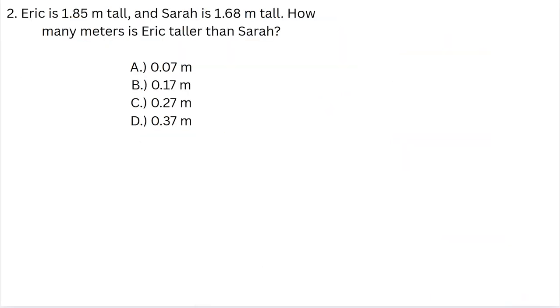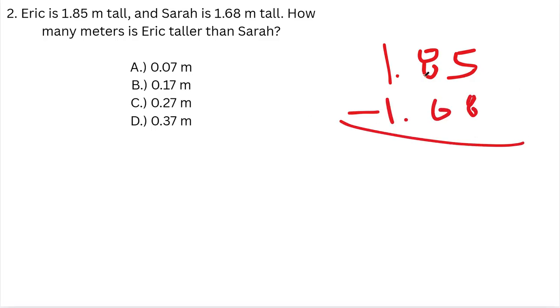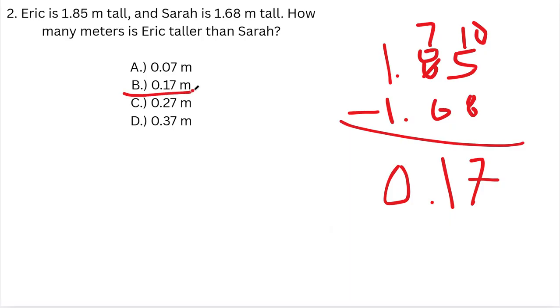Next problem is Eric is 1.85 meters tall and Sarah is 1.68 meters tall. How many meters is Eric taller than Sarah? Okay, sorry, this is a simple subtraction problem. So line up these numbers. And first step, we take that 7 to bring a 10 up here. 10 minus 8 is 2, plus 5 is 7. Then 7 minus 6 is 1. So the correct answer is B in this case, 0.17 meters.